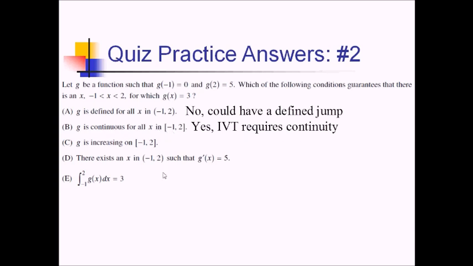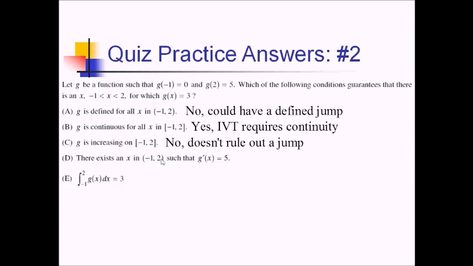Let's just look at the other ones just to be on the safe side. So choice C, g is increasing on negative 1 to 2. Well, that would be helpful, but again, we still run the risk of having a jump in there. You could be increasing and then jump and then still be increasing, and it would count as increasing on the whole interval.